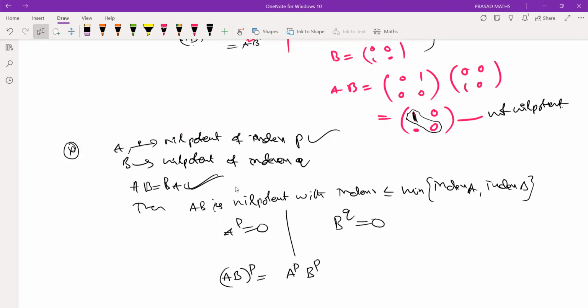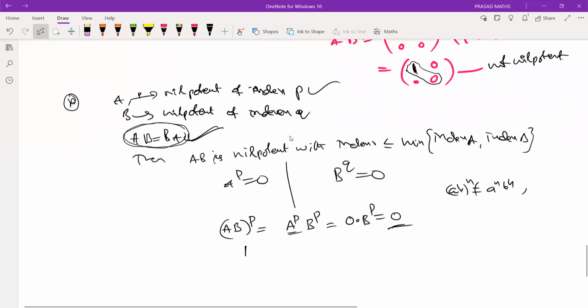See, go back to your group theory. In general, (AB) whole power N may not be equal to A power N into B power N. In general, this result may not be true, but in an abelian group, it is true. It is true for abelian groups. So I can take the commutative condition, A into B equals B into A. Therefore this is true. But A power P is equal to 0, so 0 matrix into B power P is equal to 0 matrix. Therefore, (AB) whole power P is 0. Therefore AB is a nilpotent matrix.